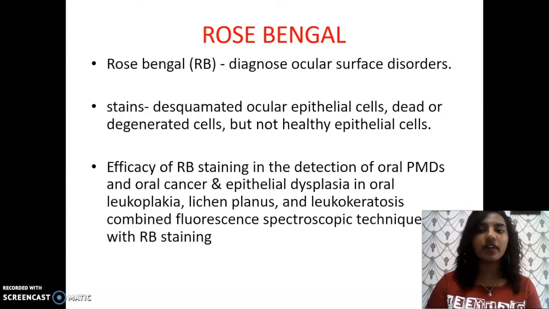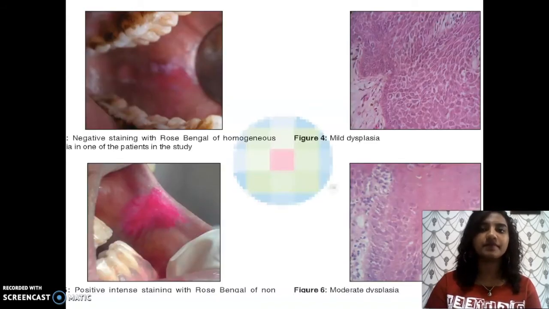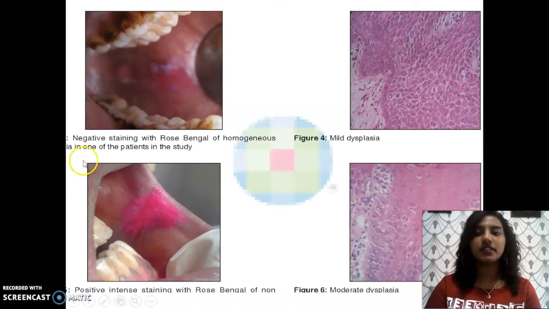The efficacy of rose Bengal staining in detection of oral PMD, oral cancer and epithelial dysplasia in oral leukoplakia, lichen planus, leukokeratosis, combines fluorescent spectroscopic techniques with rose Bengal staining. This shows negative staining with rose Bengal, which shows mild dysplasia, whereas positive intense staining with rose Bengal shows moderate dysplasia.